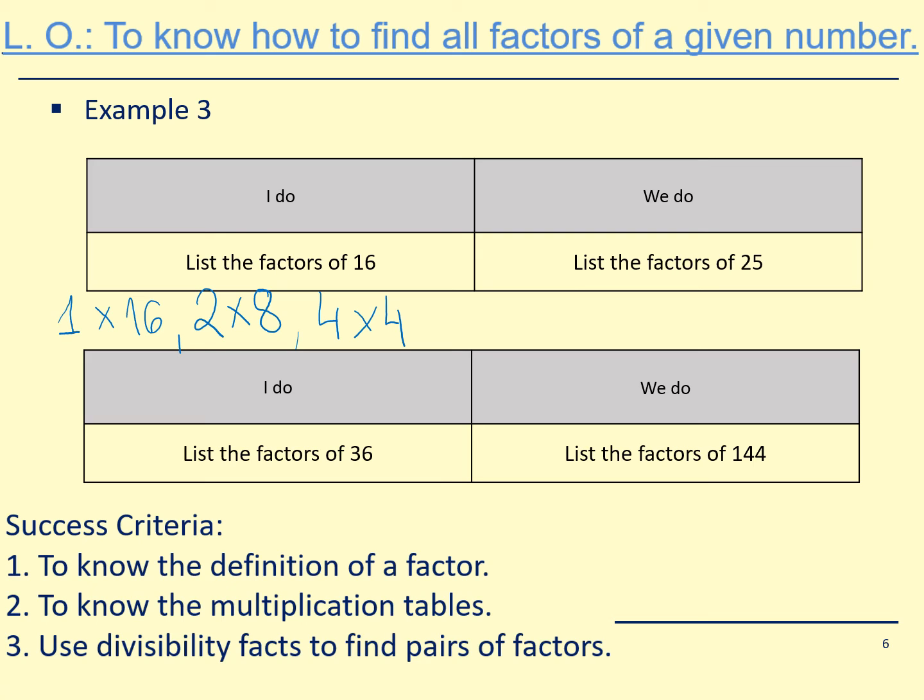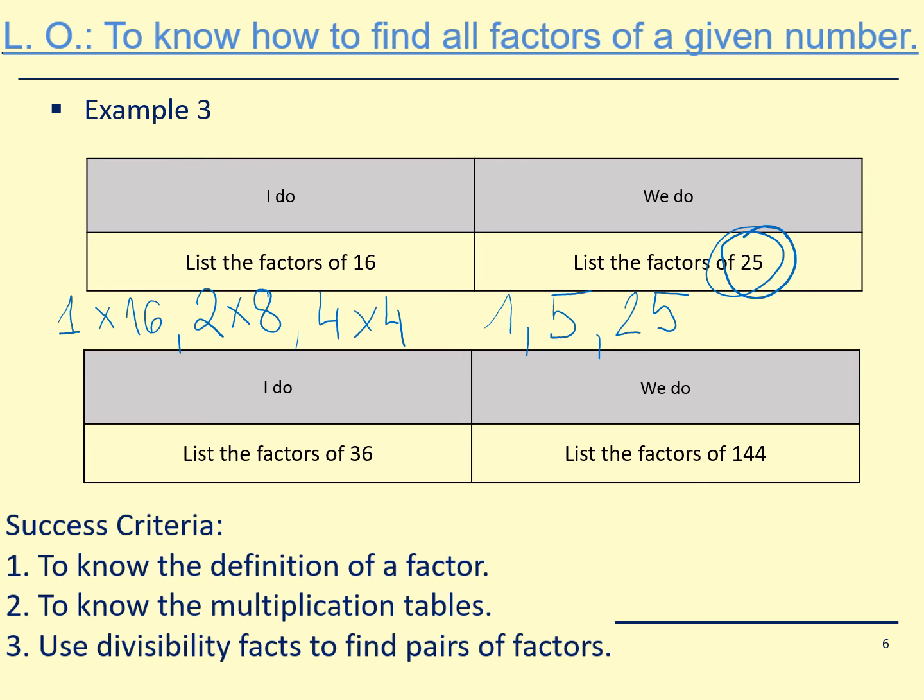So 16, because it's a square number, has an odd number of factors. So the factors of 16 are 1, 2, 4, 8, and 16. Pause this video and have a go at finding the factors of 25. Okay, so if you have 1, 5, and 25, well done.